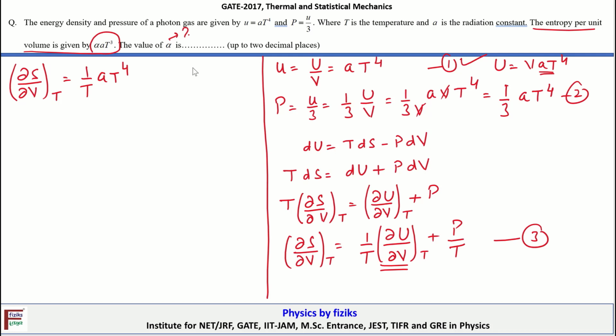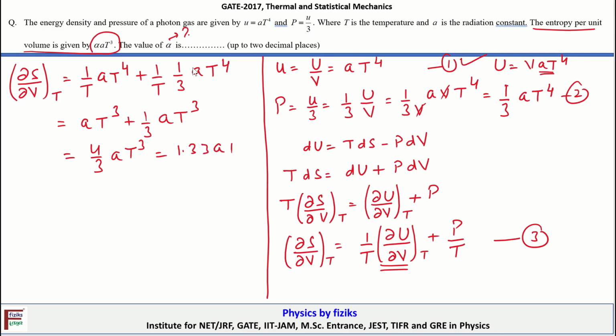Plus P by T plus 1 by T, and then pressure P. So P is equal to, from equation 2, 1 by 3 AT4. After cancellation of the sum of the terms, this is equal to AT plus 1 by 3 AT cube, that is equal to 4 by 3 AT cube, and that is nothing but 1.33 AT cube. So alpha here is 1.33. That is our final answer. So the alpha value is 1.33.